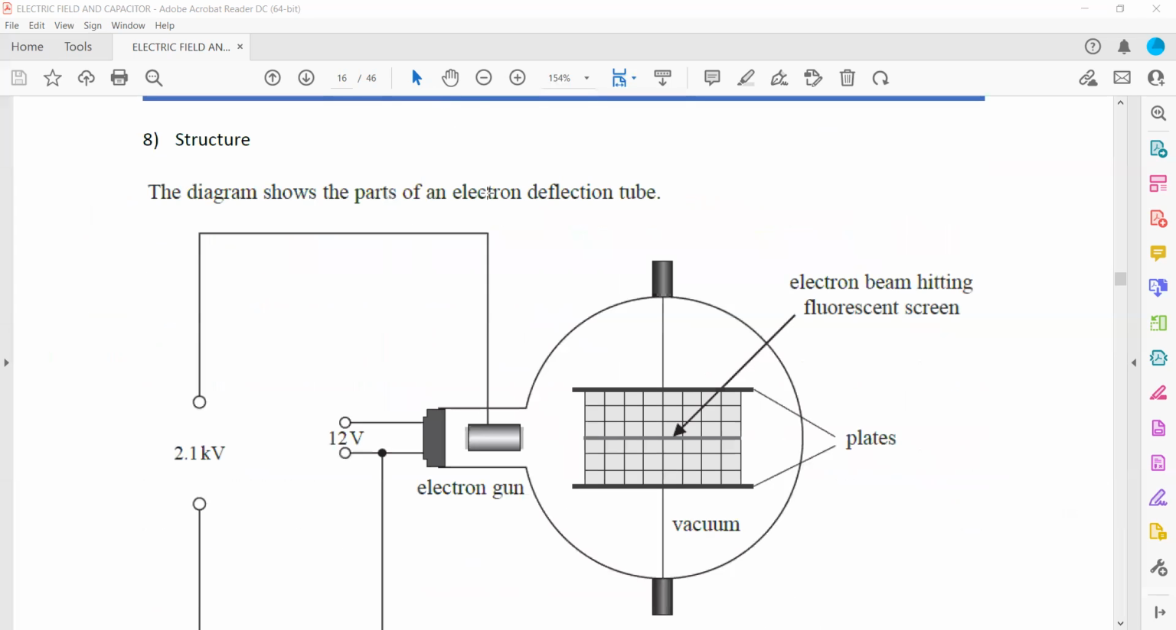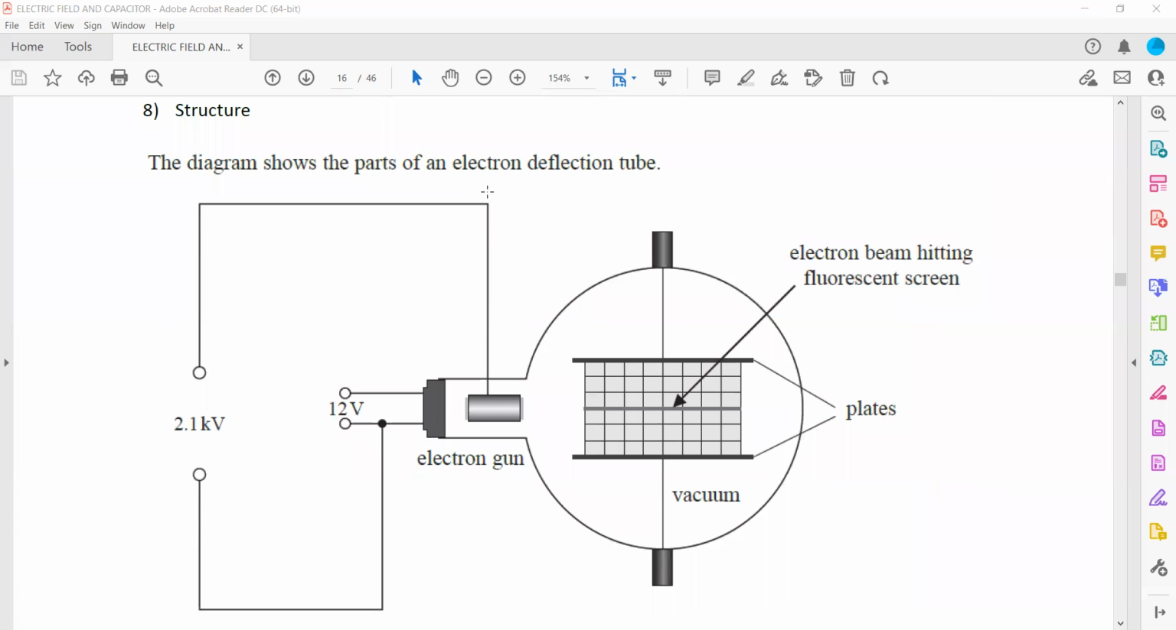In question 8, the diagram shows the path of an electron in a deflection tube. How does it work? As we discussed in AS, we can produce electrons in two ways. One is the photoelectric effect, another is thermionic emission. Thermionic emission means we supply heat energy to a metal; electrons are inside the metal, they gain energy and go out. That is called thermionic emission. Therm means heat and ionic here refers to electrons or charges moving.